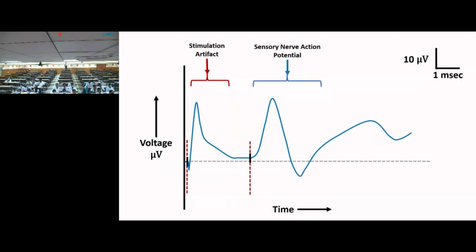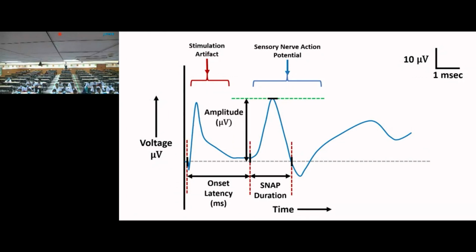Now, the time taken from the time of stimulus to the start of this action potential is going to be your onset latency. Okay? And the duration of the nerve action potential is from the start of the action potential to the time where it has reached the baseline. So this is going to be your SNAP duration. And from your peak to the baseline, that is going to be your amplitude.